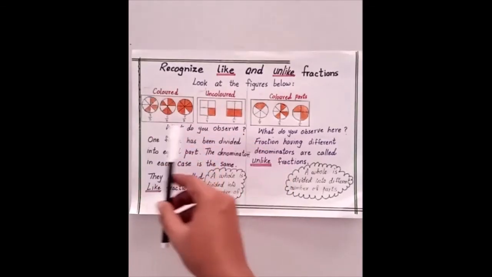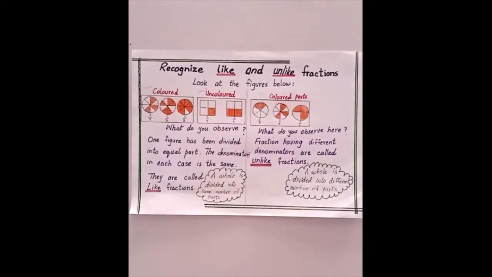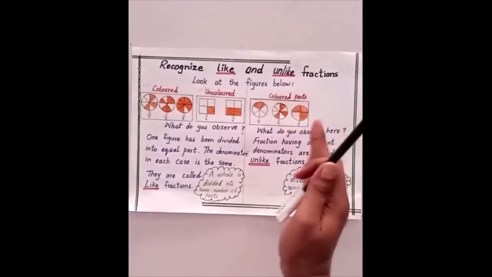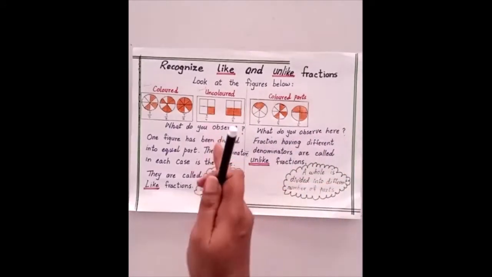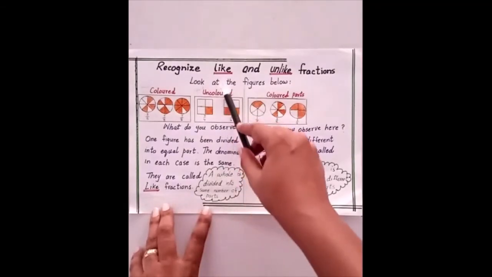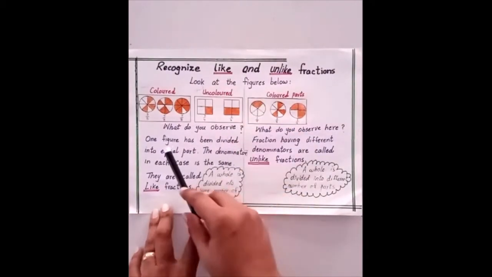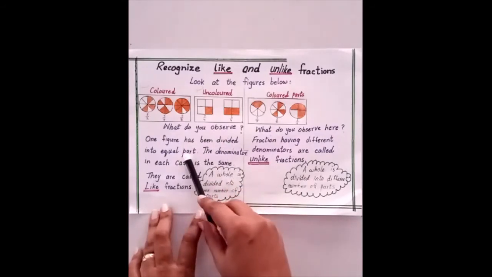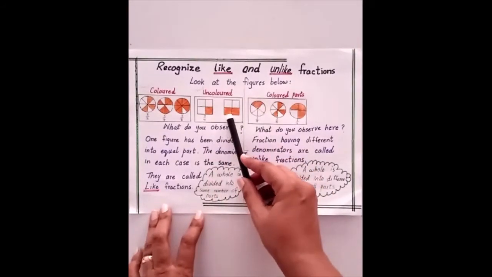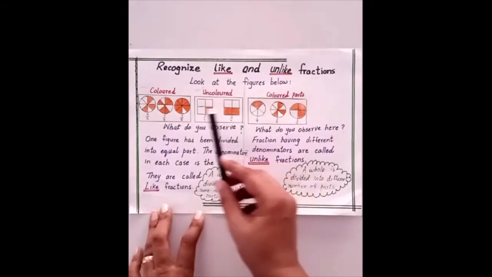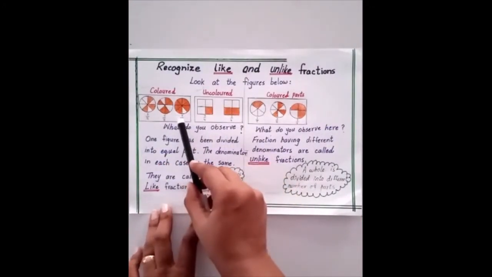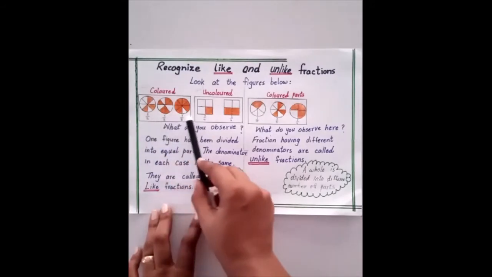After seeing these pictures, what do you observe? Leave this portion right now. We will see it later, but right now we are concentrating on this part. What do you observe? One figure has been divided into equal parts. The denominator in each case is the same. See, both denominators are the same. See in this picture also, all three denominators are the same.